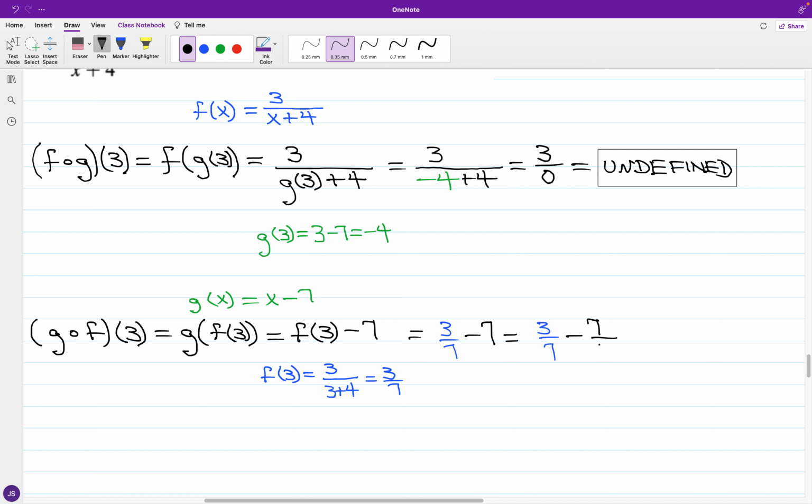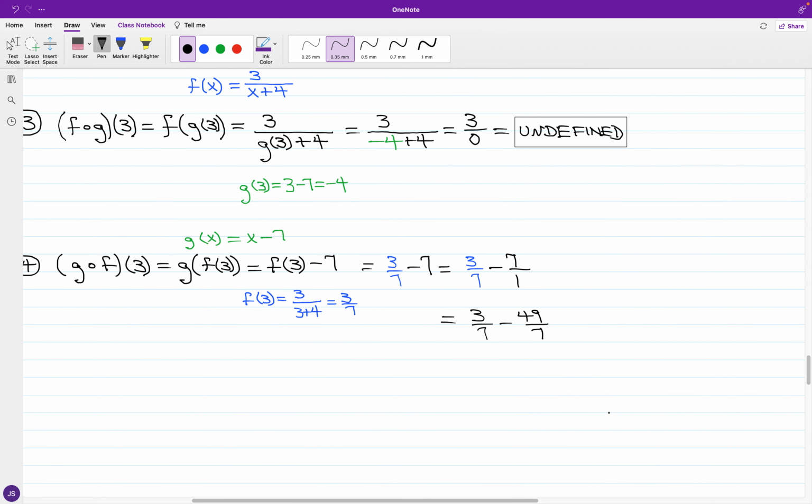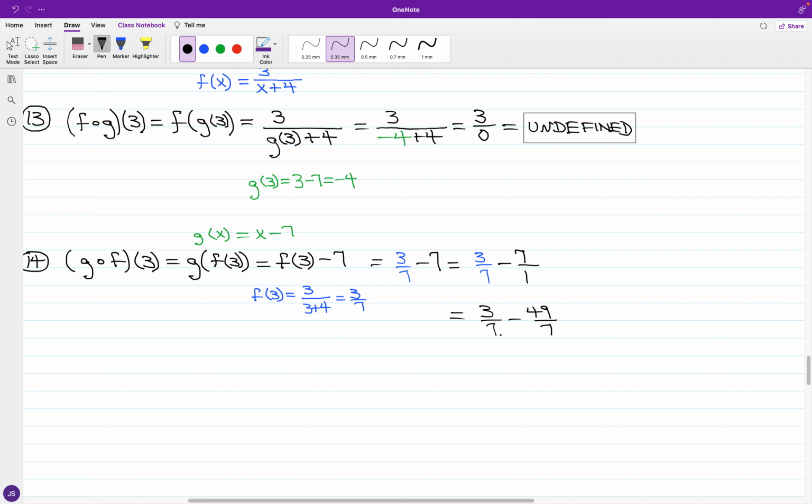And 7 you can write as 7 over 1. So I can write 3/7 minus 7 as the difference between 7ths. For 7 over 1, that's going to be 49 over 7. So we'll have 3/7 minus 49/7. For this particular composition, this one is going to be defined, but it's going to be with a negative non-integer value, where we end up at negative 46/7.